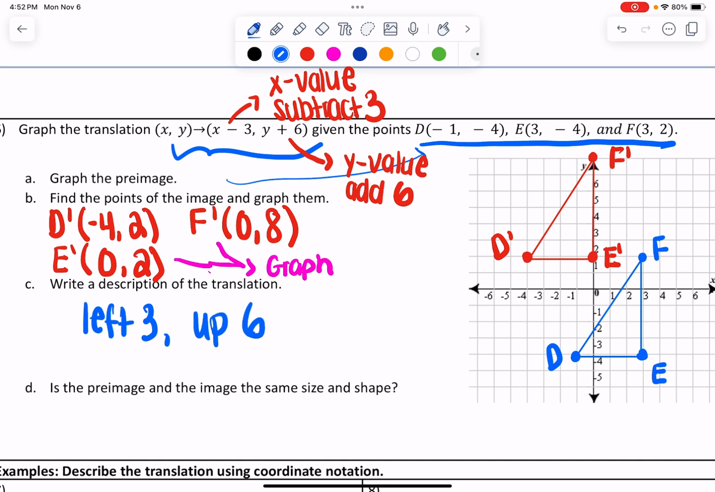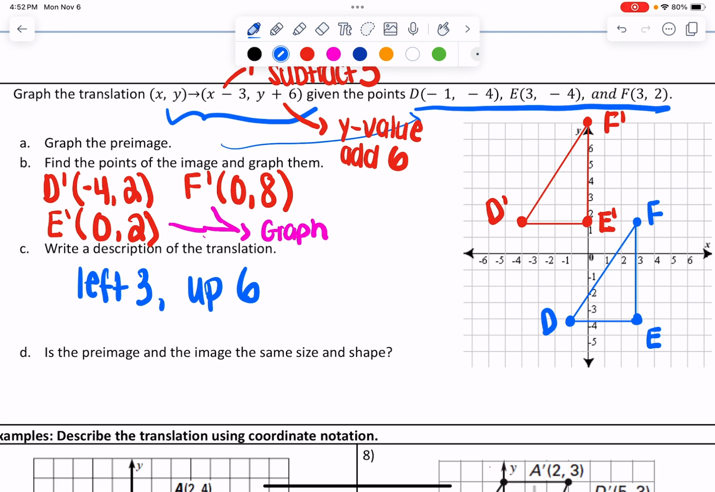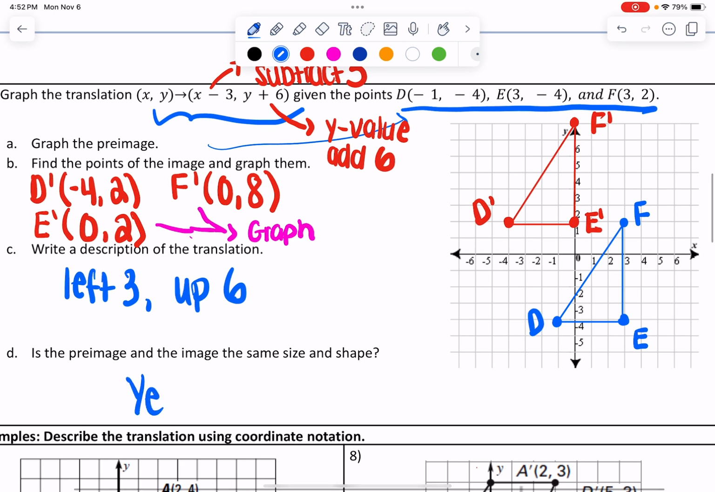And then your final question is, is the pre-image and the image the same size and shape? Well, looking at my 2 triangles to the right, first, they're the same shape. They're 2 triangles. Are they the same size? Well, the answer would be yes, because when you're just moving an object, does it change size? No. If I move across the classroom, I'm the same size as I was on the podium.